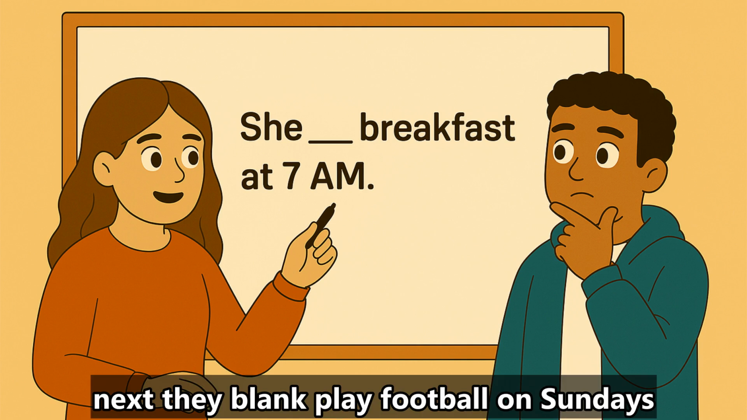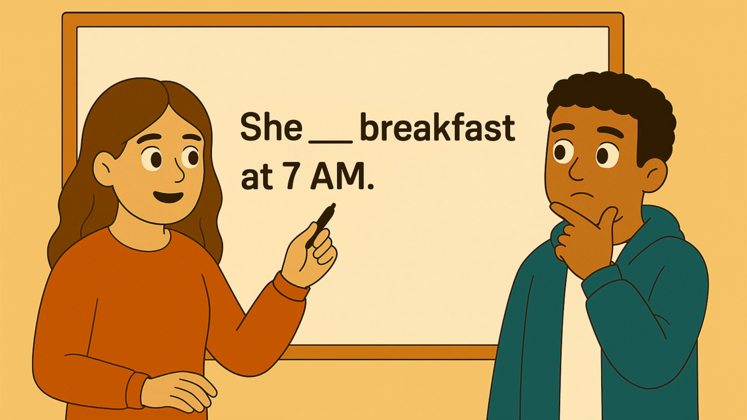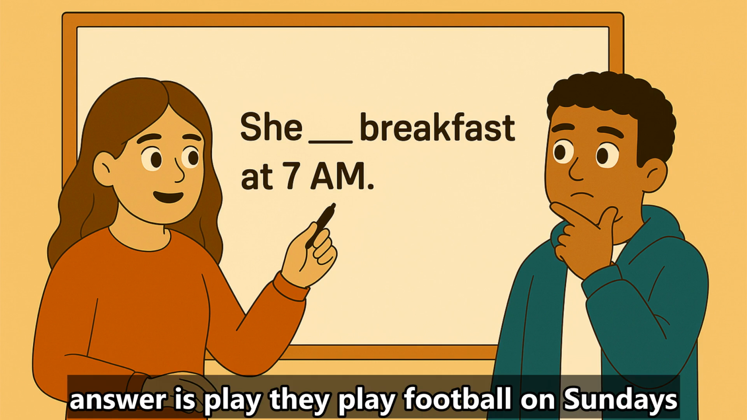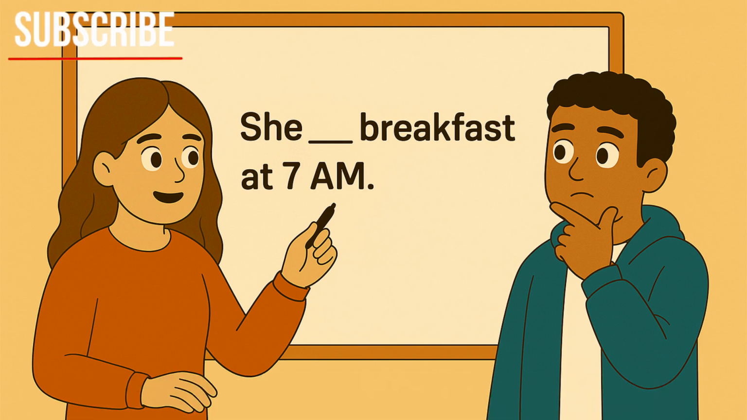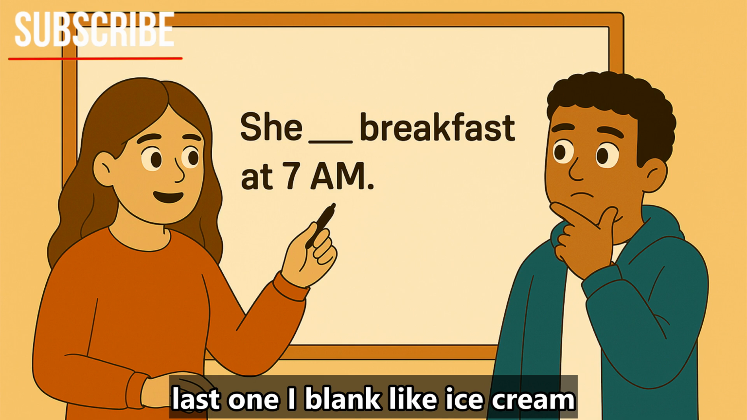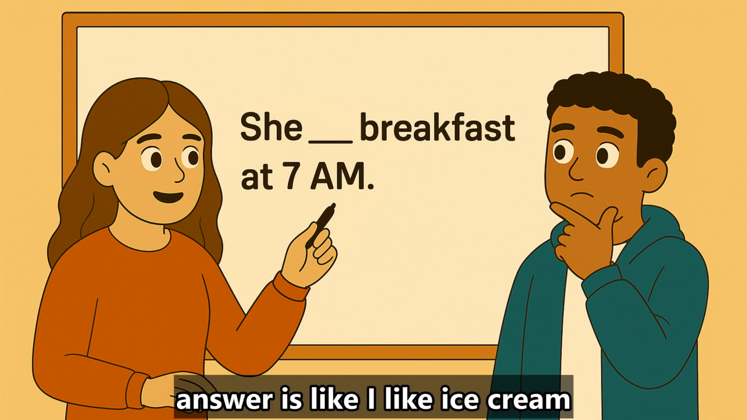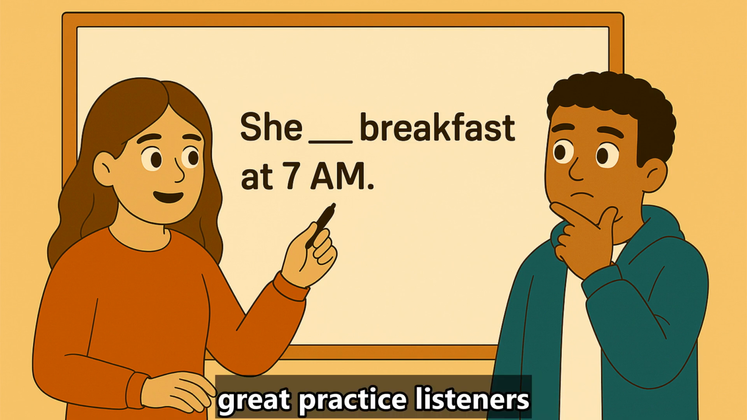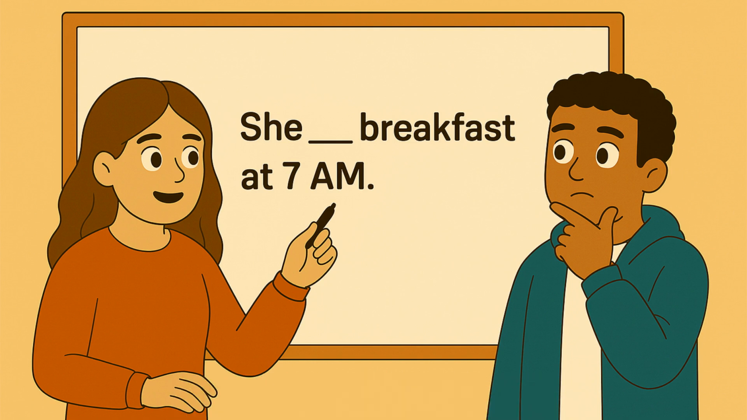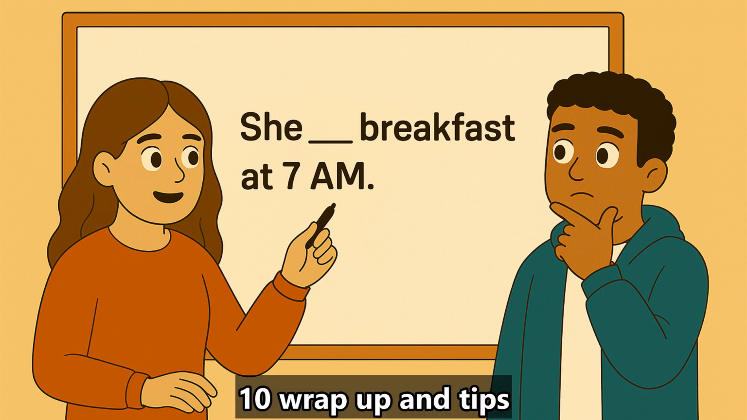Next. They blank play football on Sundays. Answer is play. They play football on Sundays. Last one. I blank like ice cream. Answer is like. I like ice cream. Great practice, listeners.